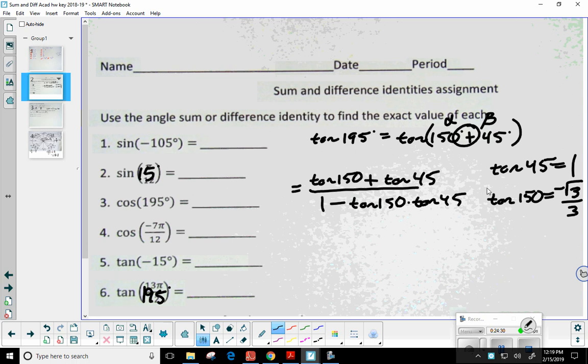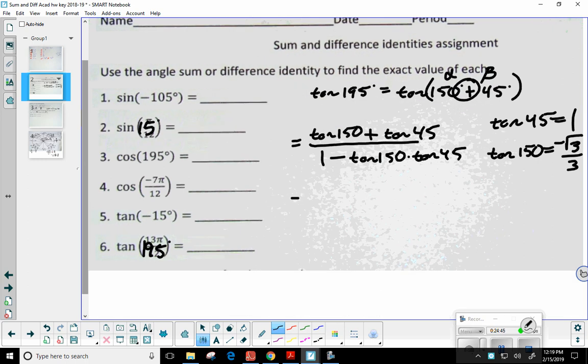Is everybody okay with what I've done? How we got to 195, where we got 150 and 45, these fractions, anything. Okay. All right. Well, now it's just substitution. So this one right here, the tangent of 150, I'm going to replace it with its value. So negative square root of 3 over 3 plus, well, what's the tangent of 45?